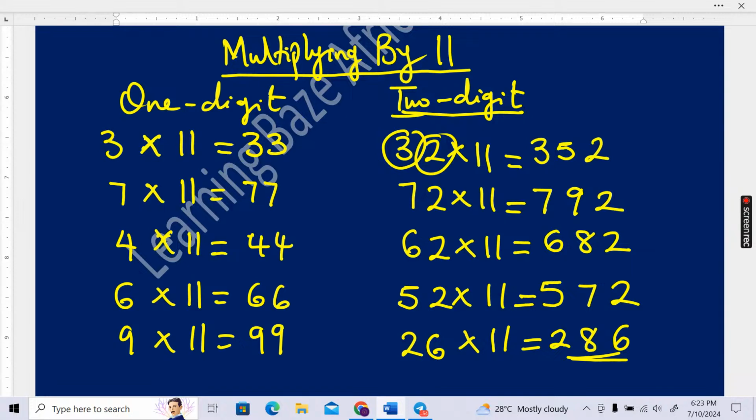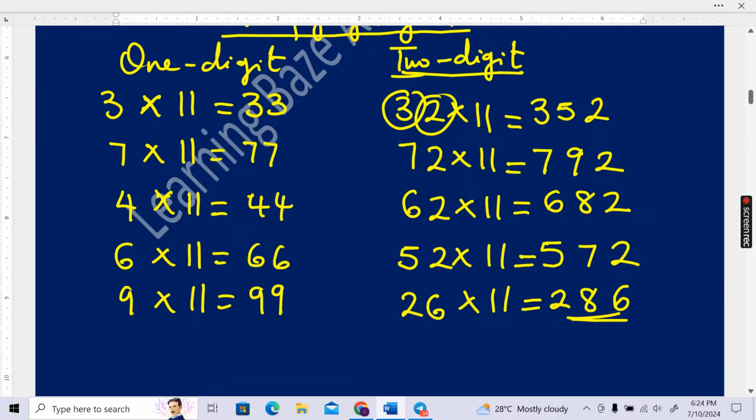What is 51 times 11? That is 561. What is 61 times 11? That's 671. What is 81 times 11? That is 891. Can you see how easy it is? What is 31 times 11? That is 341. What is 21 times 11? That is 231. Amazing. So easy, easy peasy. Yeah, lemon squeezy.